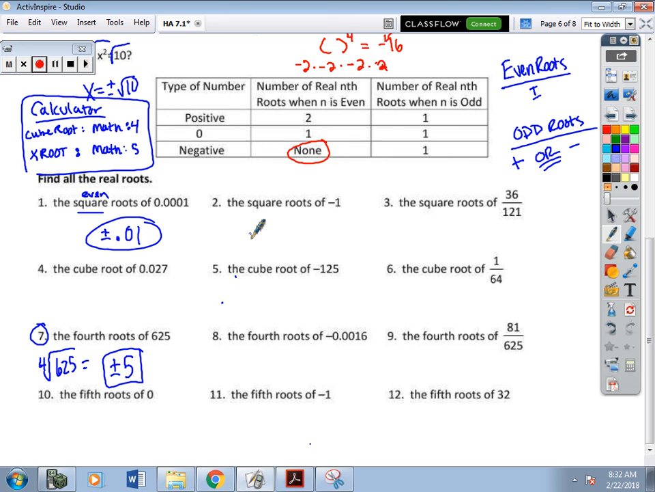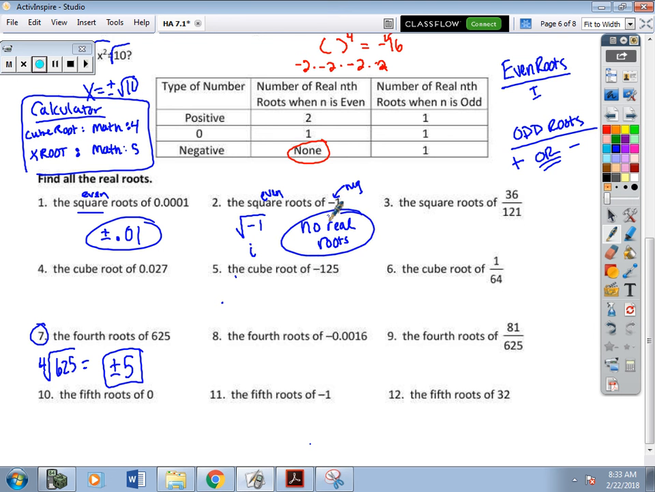How about the square root of -1? It asks us to find all real roots, so not imaginary. What is the square root of -1 normally? I, just I. But we want real roots, so there would be no real roots. This is because it's a negative, and this is an even root. It's not possible to get a real answer. We could get I if we were doing imaginary, but you can either write none or no real roots.